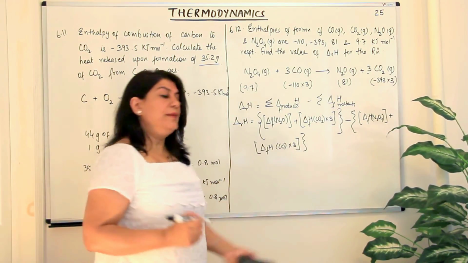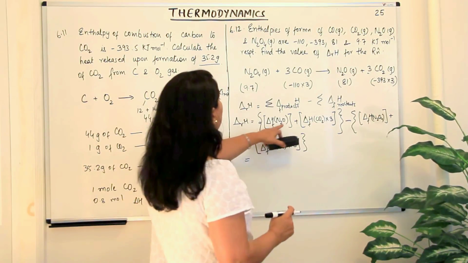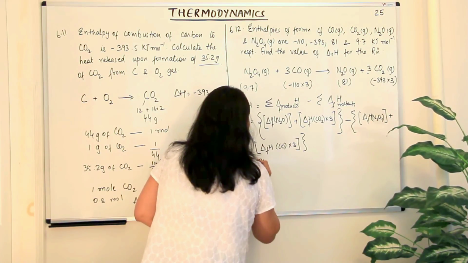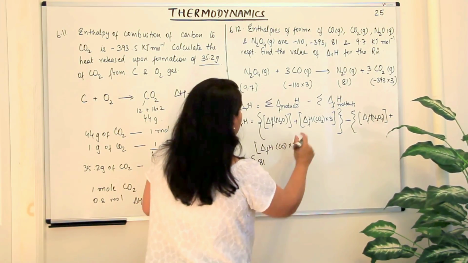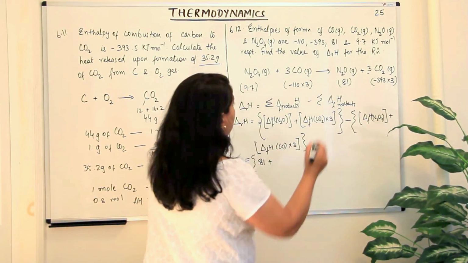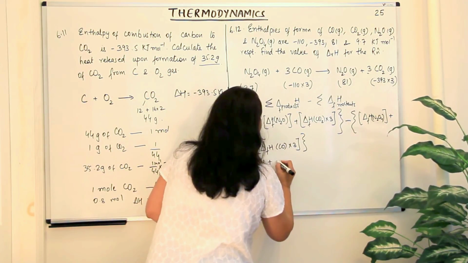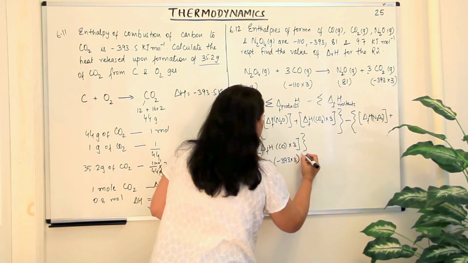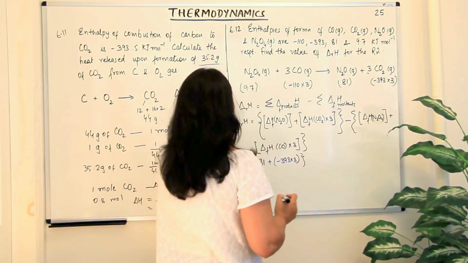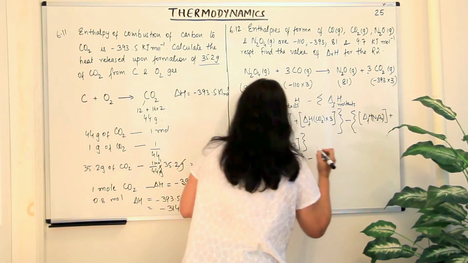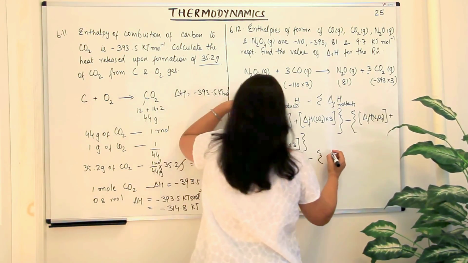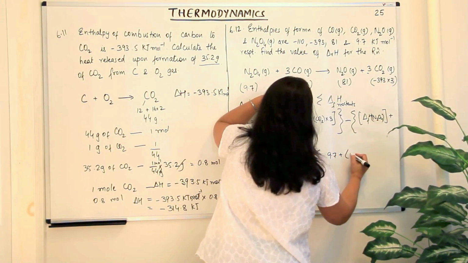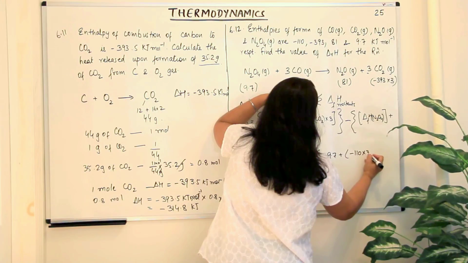So now we plug in the values. This would be equal to, what is the enthalpy of formation of N2O? It is 81, right? 81 plus, and it's a negative value, plus minus 393 into 3, and that is the products, minus, we have to subtract this, minus the enthalpies of N2O4, that will be 9.7, plus, it is again a negative value, minus 110 into 3.